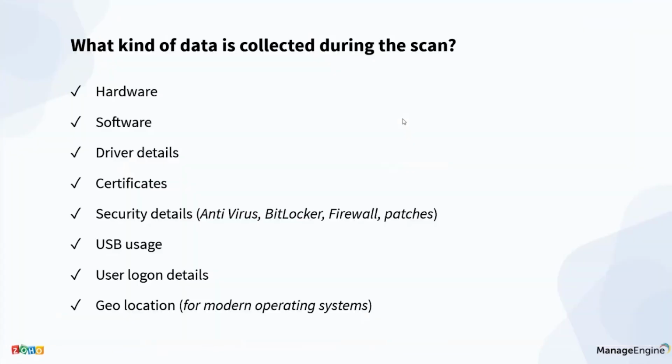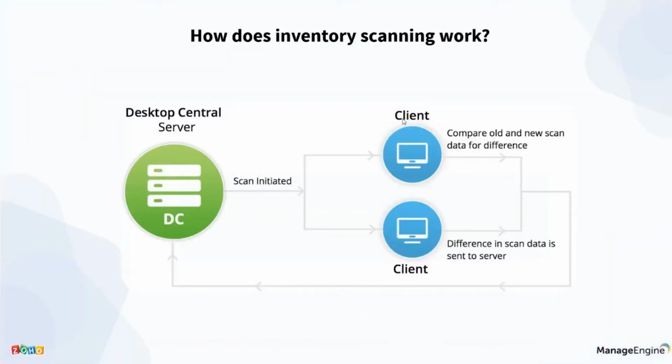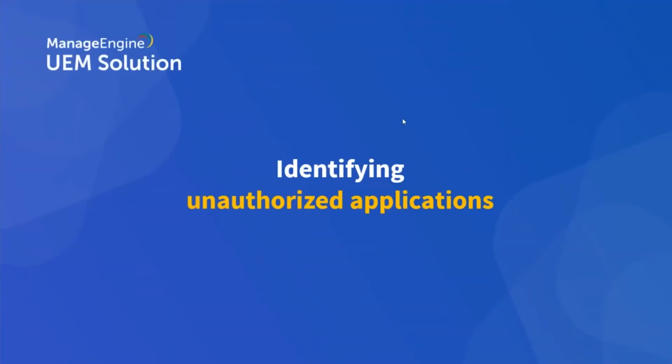Now, let me take you back to the console here. As I mentioned, these are the details that are fetched during this inventory scan. As I explained earlier, during the initial scan, it's going to be a full scan as soon as the agent is installed. Later on, based on your schedule, it will be a differential scan. Now, the first scenario: John wants to identify the unauthorized applications. How is he going to do that?